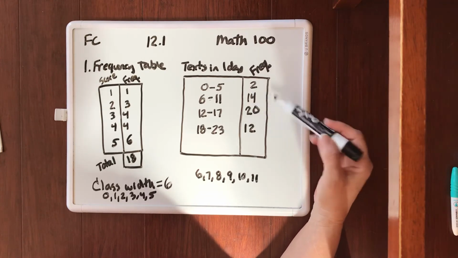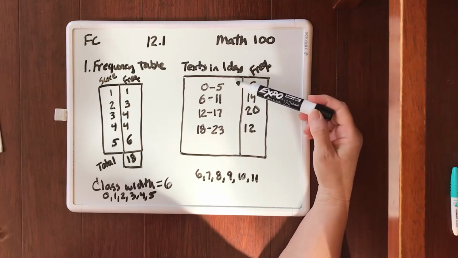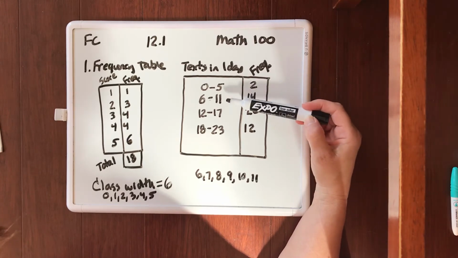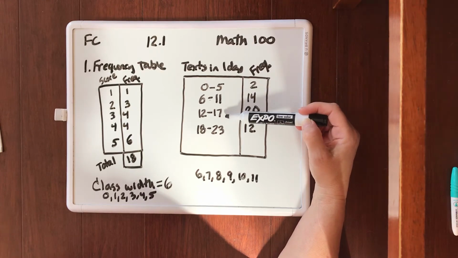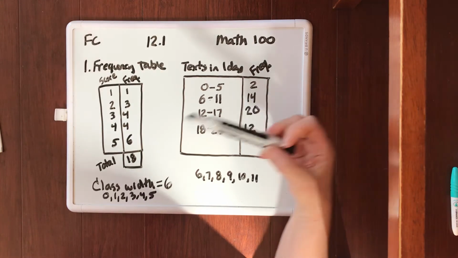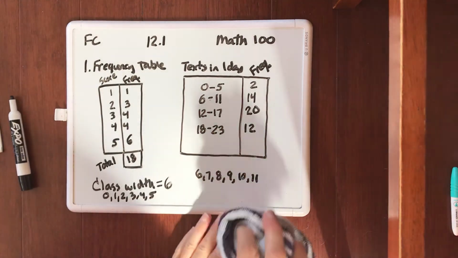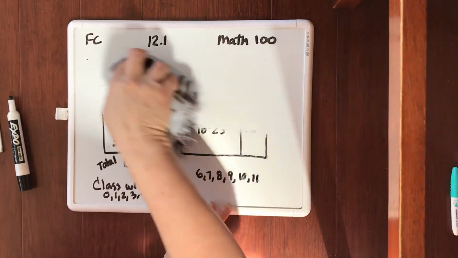We don't have a new name for it. It's just that this has class width. So we call these different classes. This class is from 0 to 5 texts. This class is from 6 to 11 texts. And this class is 12 to 17 texts, and so forth. Sometimes we will take this data and we'll make an actual chart out of it. So let's make a chart.